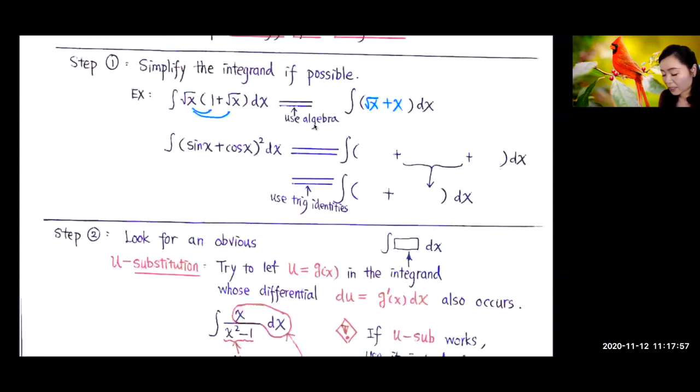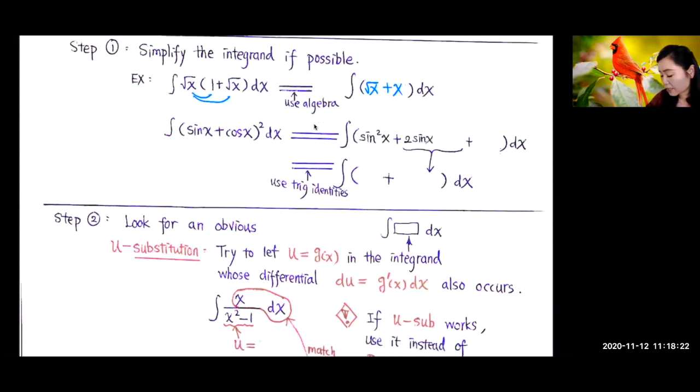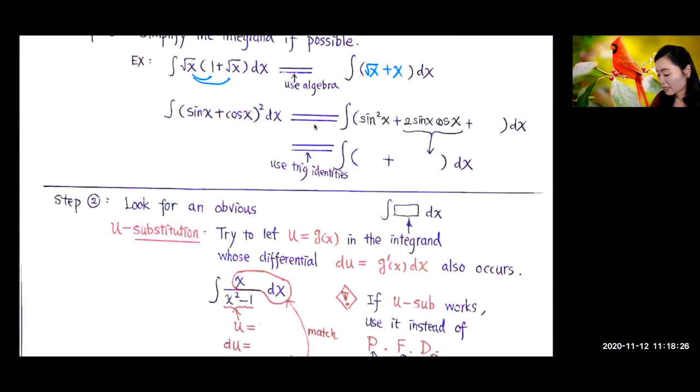Now, what about this one here? You can try to simplify this by expanding this perfect square. To expand this perfect square, what do we get? We get the square of sine x, and then plus 2 sine x cosine x, and then at the end, the square of cosine x. Now by doing this, we can simplify it. We can use some trig identities to simplify this.